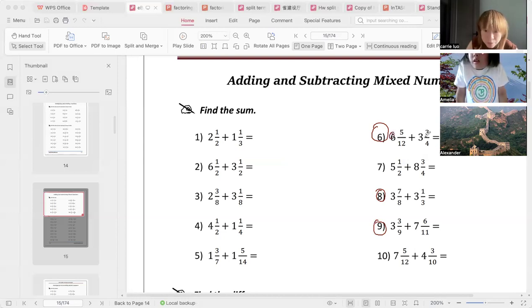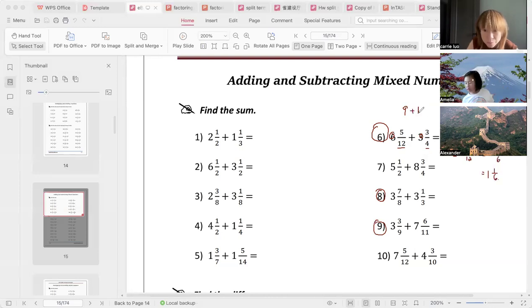Let me ask you, 6 plus 3 equals what? Nine. Six plus three equals nine, right? So we just do 5 over 12 plus 3 over 4. So 5 over 12 plus what? 9 over 12, right? Because 12 is a multiple of 4, I don't have to do anything else. So it's 14 over 12. Alex, look at that. We have to simplify, so it's 7 over 6, which is 1 and 1 over 6.